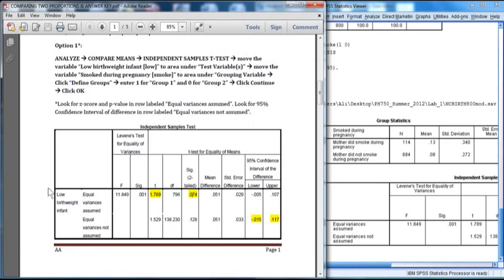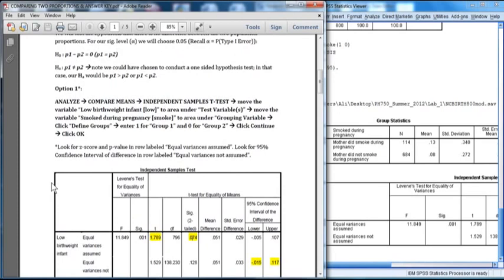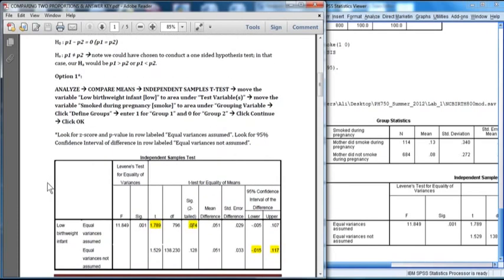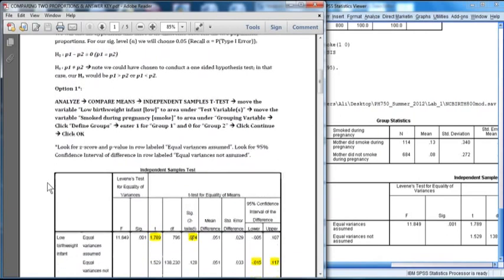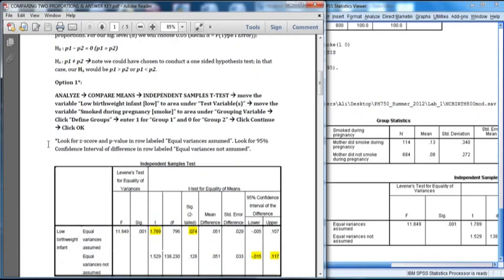Our p-value indicates that we would fail to reject our null. It's greater than our alpha of 0.05. That says that we are saying that it's possible that the two population proportions are the same.